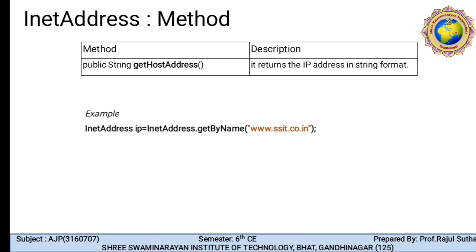And the last method is public String getHostAddress. It returns the IP address in string format. We are using the URL www.ssit.co.in and System.out.println host address. So what does it return? It returns the IP address in string format.